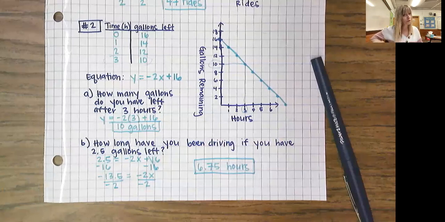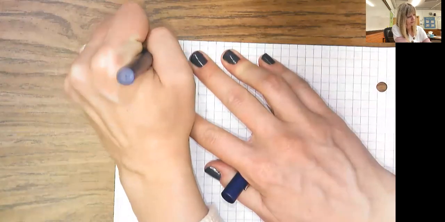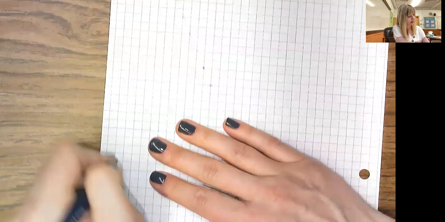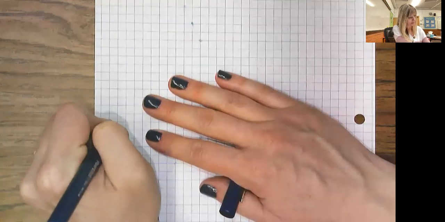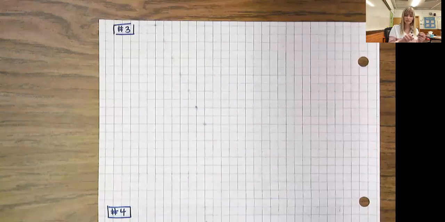Okay, here's what you're going to do now. Flip your paper over. You're going to write number 3 on the top half here. And then you're going to write number 4 on the bottom half here. And you are going to try 2 more situations. Here's what's going to be different about these.